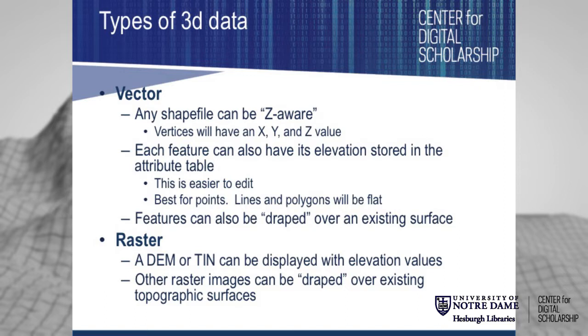And then you can also drape features over a pre-existing topographic surface. With raster data, a DEM or a TIN can be displayed using its elevation values so that it actually displays as if it was in 3 dimensions. And then any other raster images can be draped on top of these as well. And we'll see what this looks like both in these slides and in the demonstration as well.